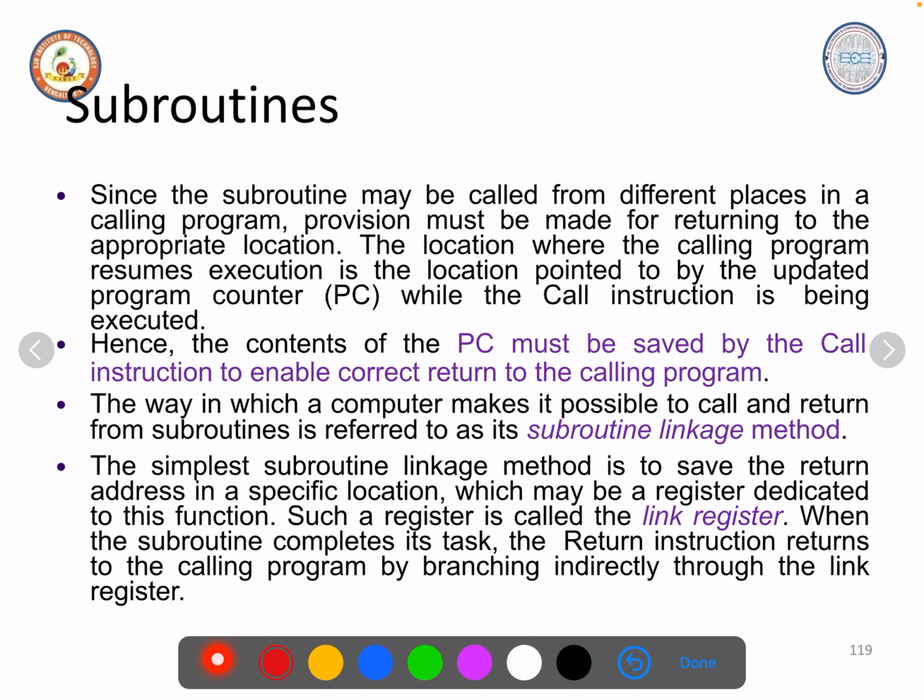Whenever you call a subroutine, the program counter will be holding the address of the program area. Suppose the present instruction address is stored in the program counter, then the next instruction address, whenever you call a subroutine, will be routed to another location. Again it has to return back to the main program, so the return address has to be saved. The PC must be saved by the call instruction, in order to enable a correct return to the calling program.